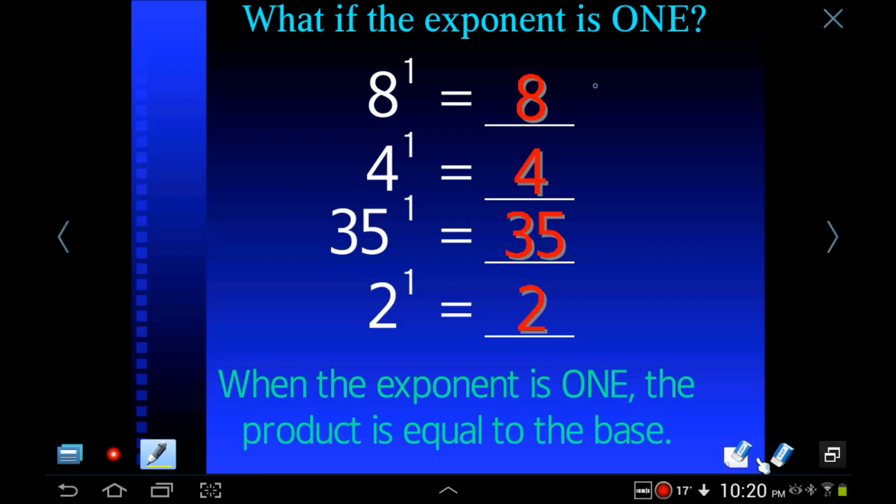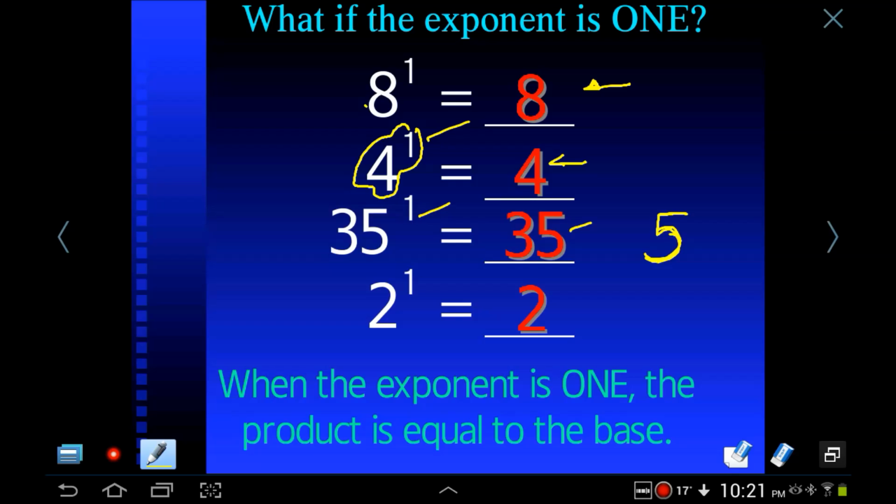Just as an extra bonus feature here, I want to talk about this. What if the exponent is 1? If the exponent is ever 1, don't think of it as multiplying by 1. Whenever an exponent is 1, it is equal to its base. So 8 to the power of 1 is 8. 4 to the power of 1 is 4. 35 to the 1st power is 35, etc., etc.